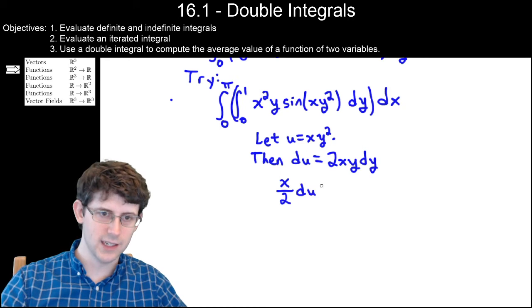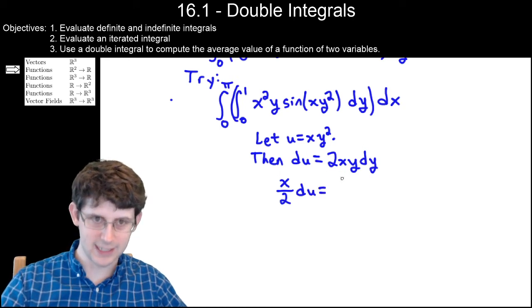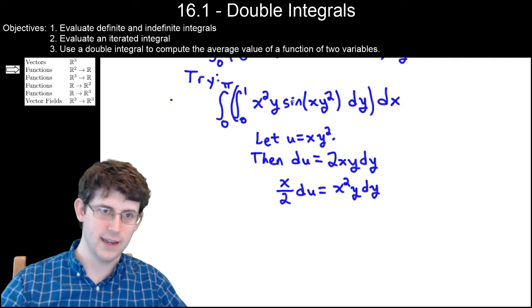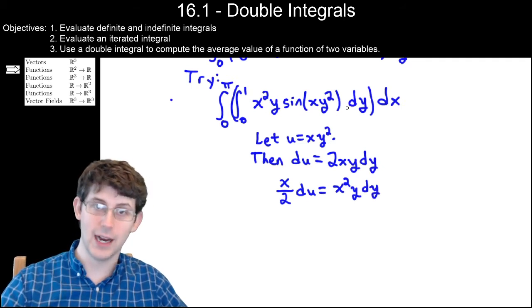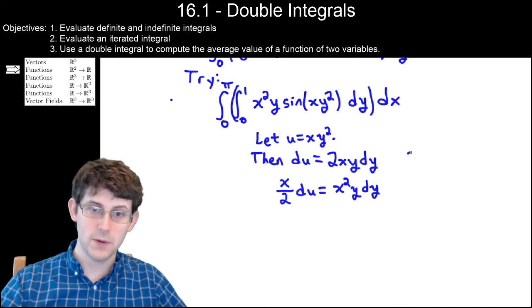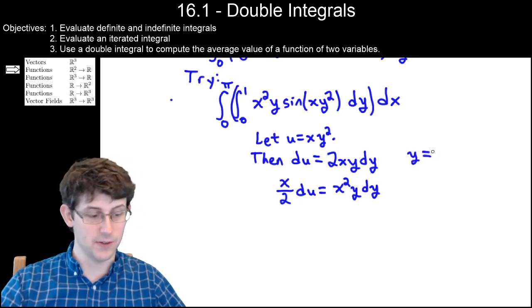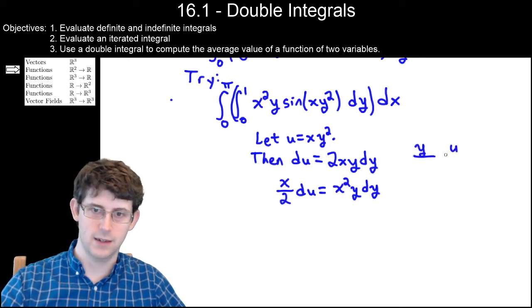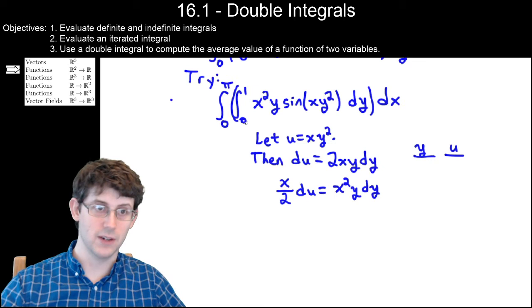And the reason to do this is that if I multiply by x and divide by 2, I'll get x squared y dy, and then I can turn x squared y dy into whatever all this stuff is on the left side. Remember, when we make a substitution in Calc 3, it's going to be best if we change the bounds. So y was going from 0 to 1.